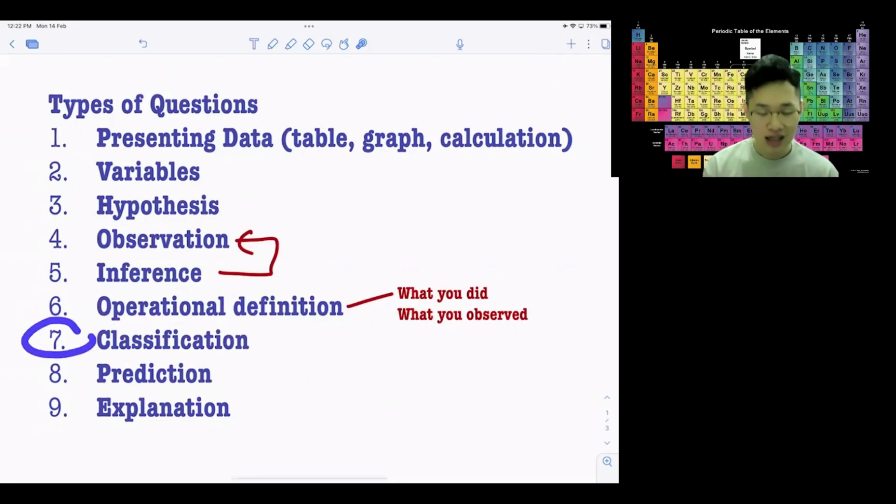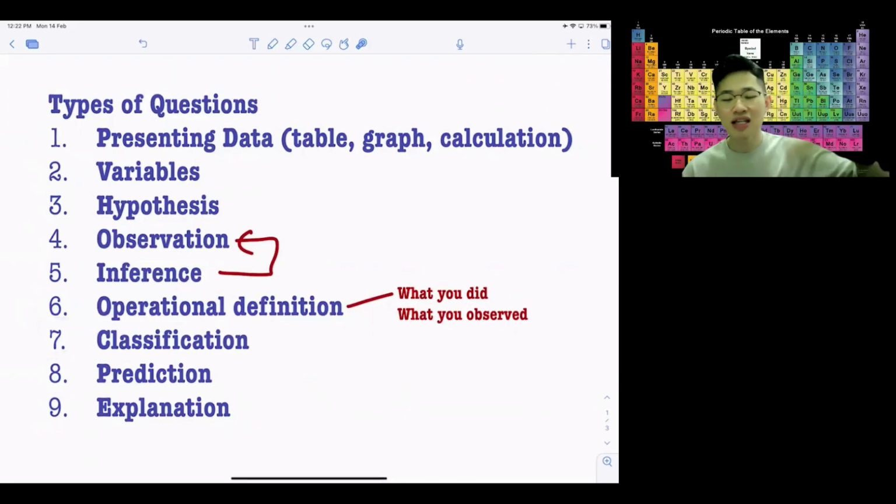Number 7, classification. They will give you a list of items and you have to classify them into 2 groups, normally 2 groups. Prediction: predict what is going to happen next. What will happen to the value? Maybe the value will be higher, or lower, or maybe no change.